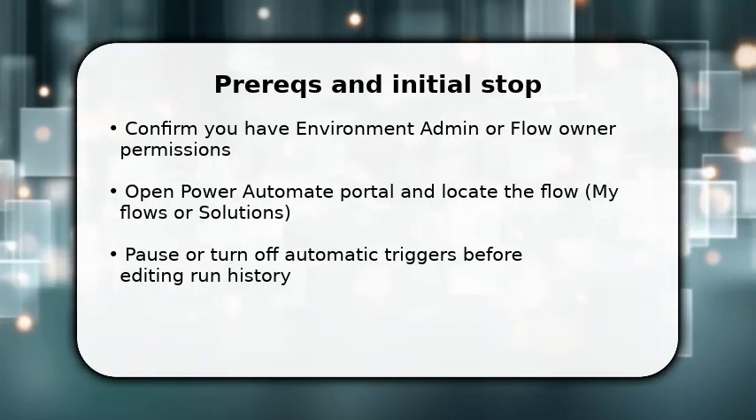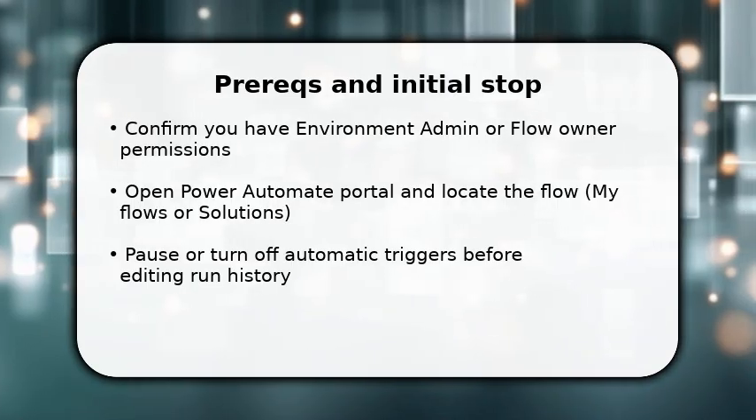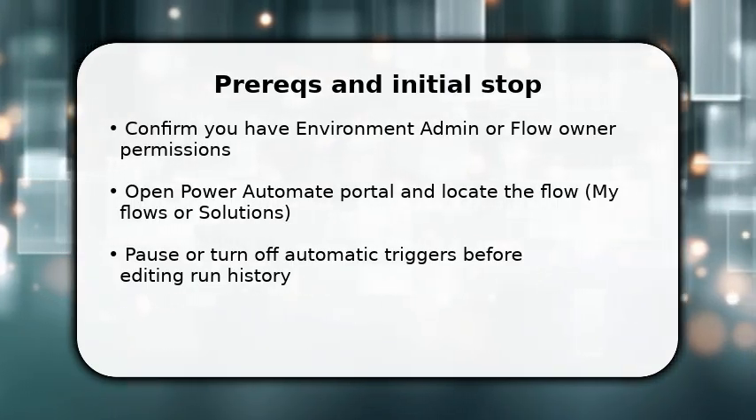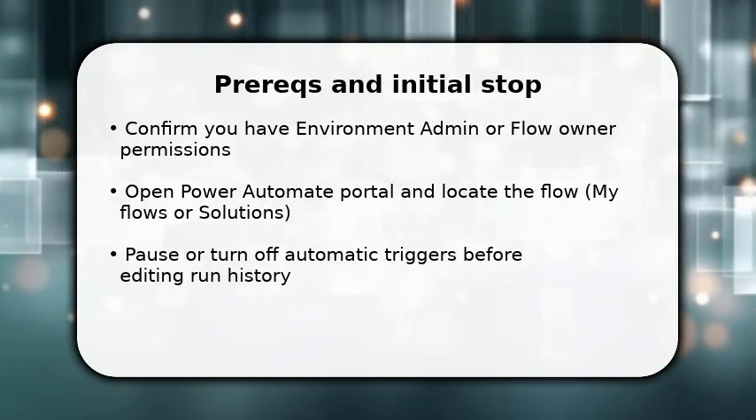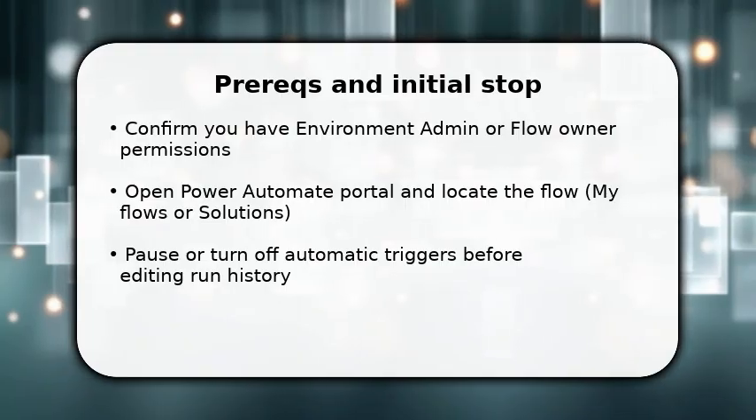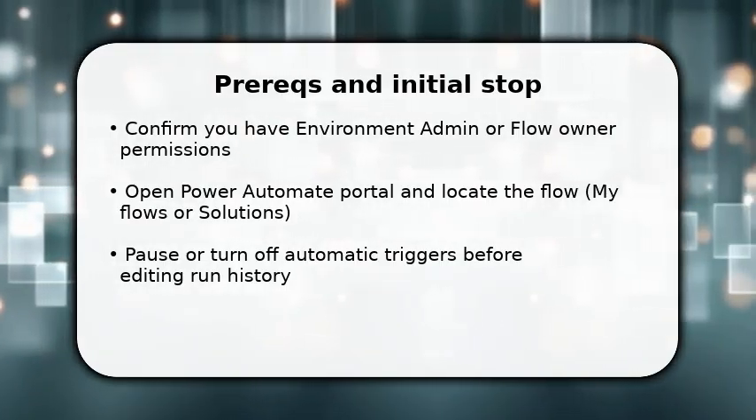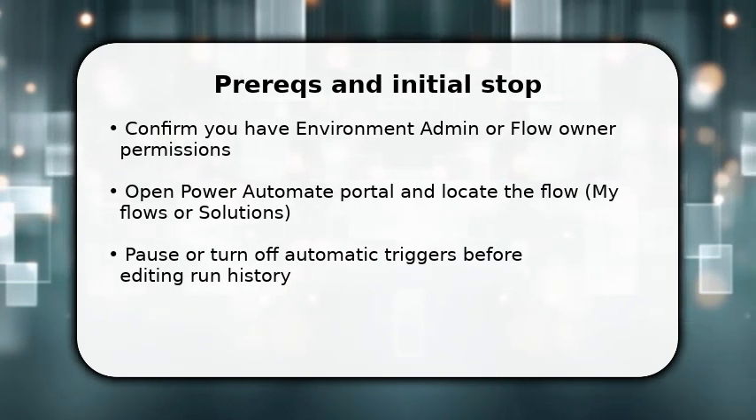Make sure to disable triggers immediately, turn off recurrence, when an item is created, or HTTP triggers so no new runs start. After disabling triggers, you can safely inspect run history and active runs without new executions interfering. This prevents additional actions while you prepare to stop running instances.